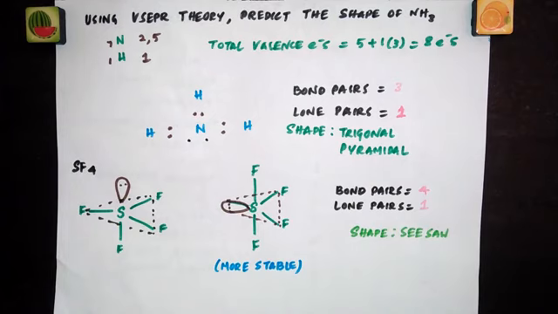So we are done with the valence shell electron pair repulsion theory. In the next video, we will be learning about valence bond theory. When I started the lesson, I told you about 4 theories. Out of that, we have completed 2 theories and 2 more theories are remaining, which we will be seeing in the upcoming videos. Thank you.